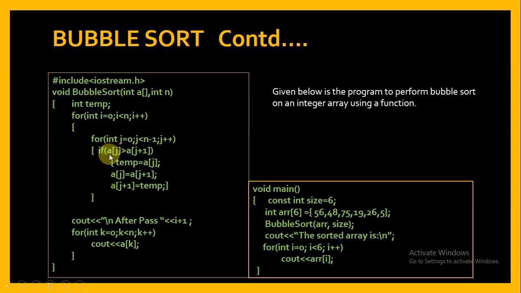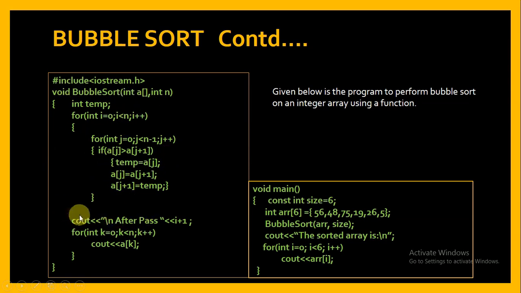So you can see here in this we are comparing a[j] greater than a[j+1]. We are comparing the adjacent elements. And if we find a[j] greater than a[j+1], we are simply swapping their values. We are storing a[j] in temp, and then we are storing a[j+1] in a[j], and then we are storing temp in a[j+1].